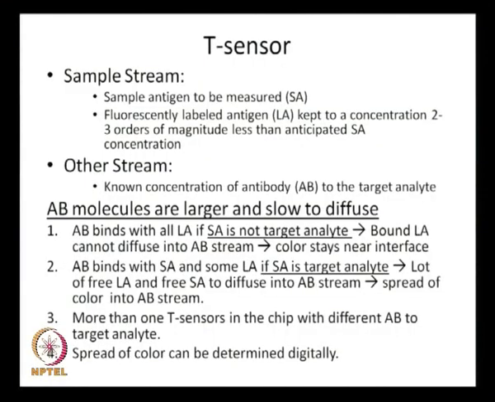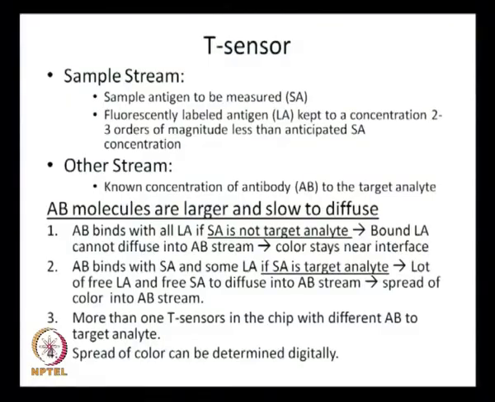So, AB binds with all LA if SA is not the target analyte. Bound LA cannot diffuse into the AB stream once it is bound with AB, because AB is bulkier. So, the color stays near the interface, because LA, which gives the color, is bound with AB, and AB is a bulkier molecule. So, it cannot diffuse and will stay next to the interface. AB binds with SA and some LA if SA is the target analyte.